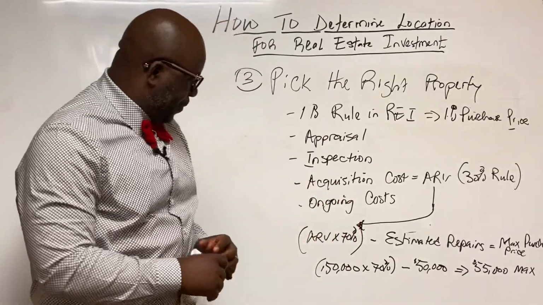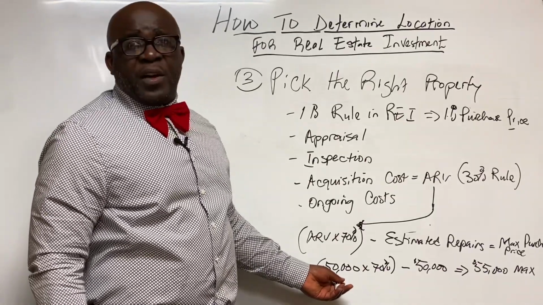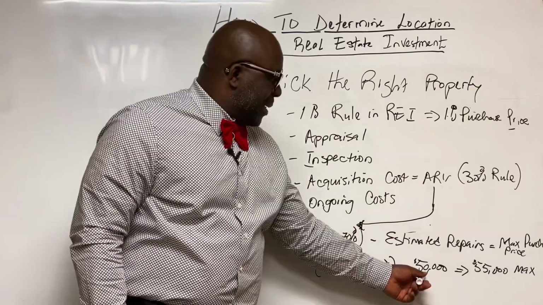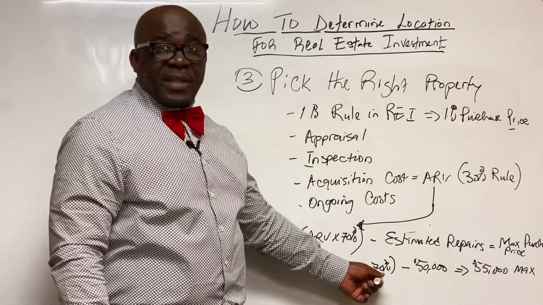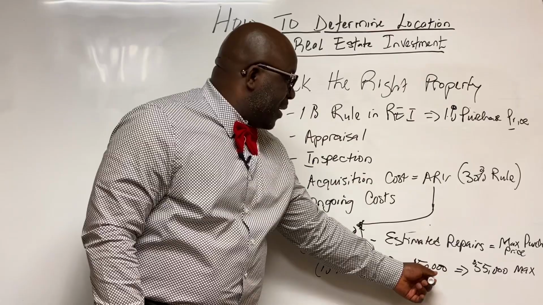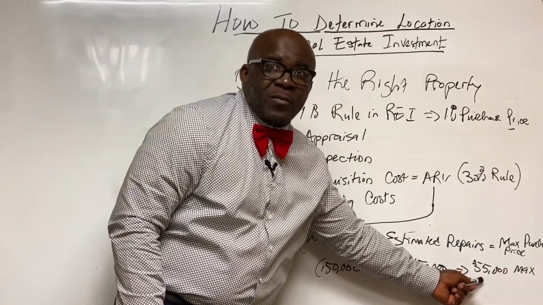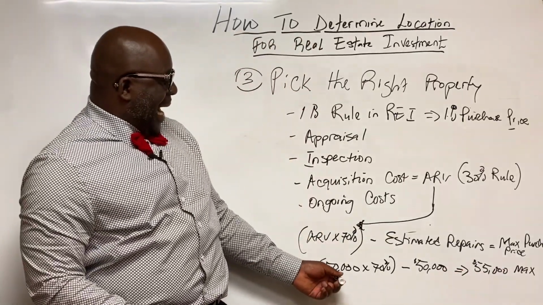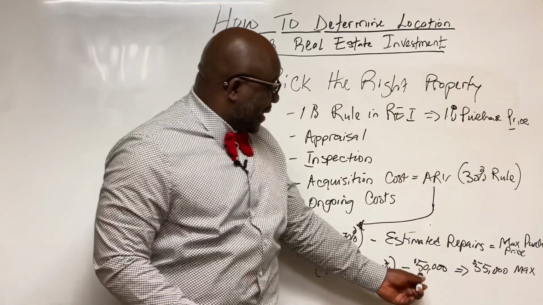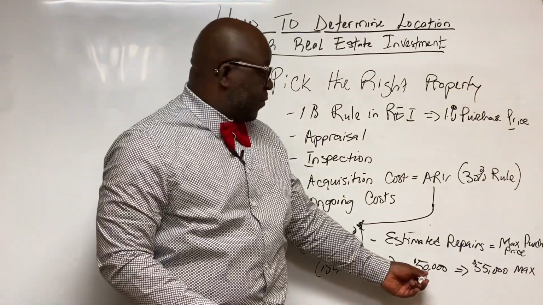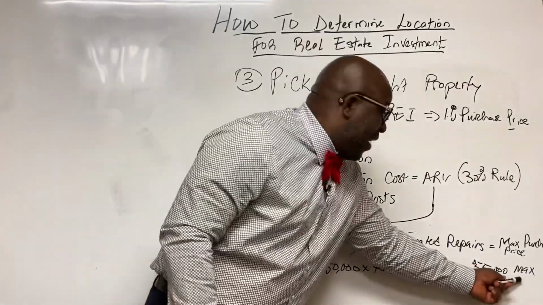Let's look at some numbers here. If the seller advertises his property and he says the after repair value is $150,000, the estimated repairs will cost you $50,000. Your ARV times 70% minus the estimated repair cost will give you the maximum purchase price you can pay for that property. So if they tell you that a property has an ARV of $150,000 and it has estimated repairs of $50,000, you as an investor should not pay more than $55,000 for that property.